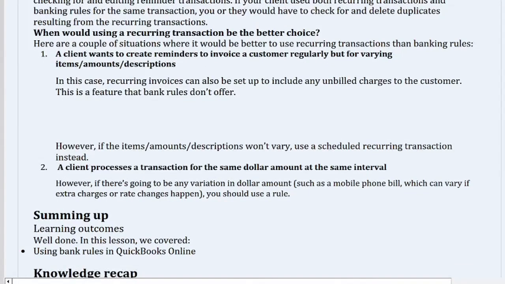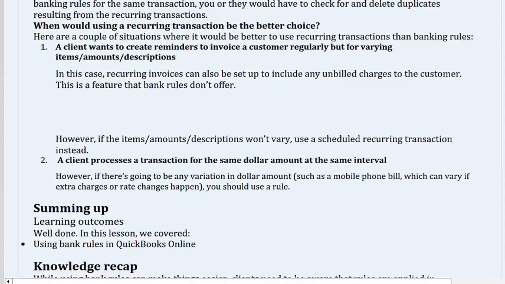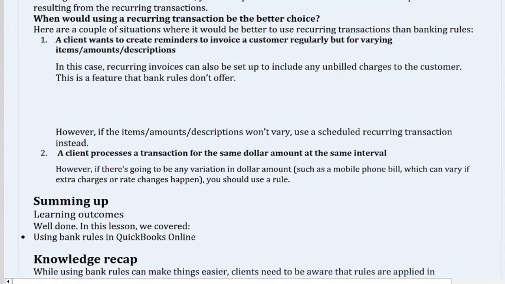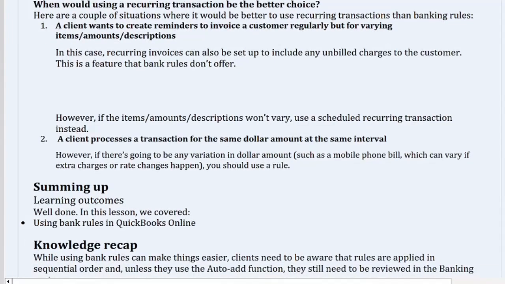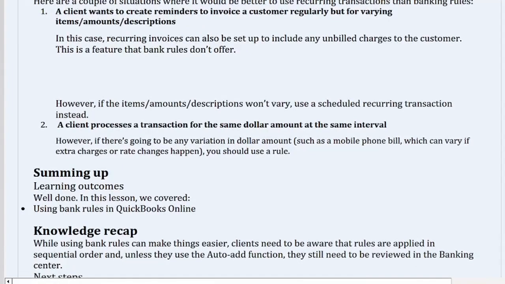A client wants to create reminders to invoice a customer regularly but for varying items/amounts/descriptions. In this case, recurring invoices can also be set up to include any unbilled charges to the customer. This is a feature that bank rules don't offer. However, if the items/amounts/descriptions won't vary, use a scheduled recurring transaction instead.